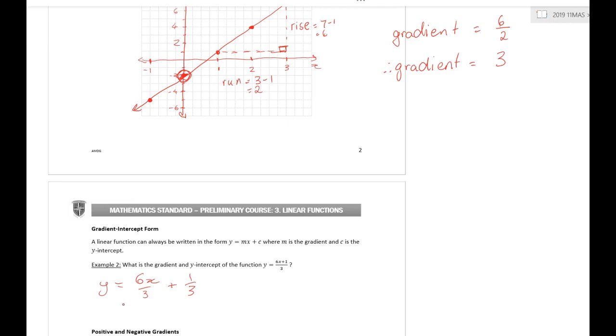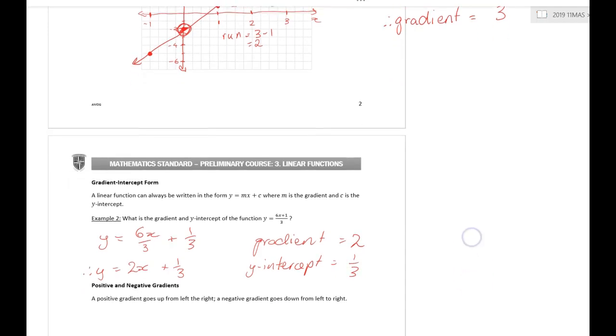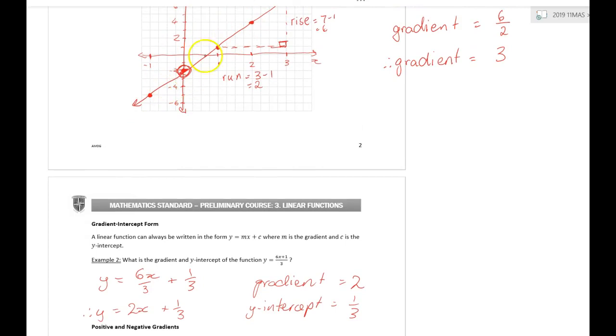Cool? Now I'm getting close. I'm going to simplify this 6 over 3, and I get 2x plus 1/3, which means that my gradient is the number in front of the x, the coefficient of x, is 2, and my y-intercept is the constant, right? The number at the end is equal to 1/3. Very nice. Finally, just one little point here, positive and negative gradients. Positive gradients go up from left to right, negative gradients go down. This has a positive gradient, this one here. If it went down like this, it would be a negative gradient.